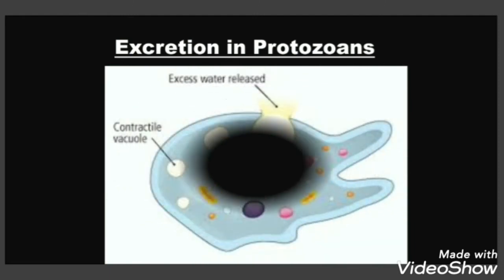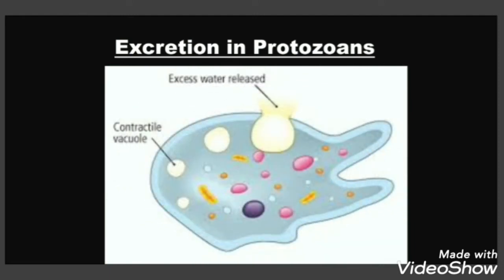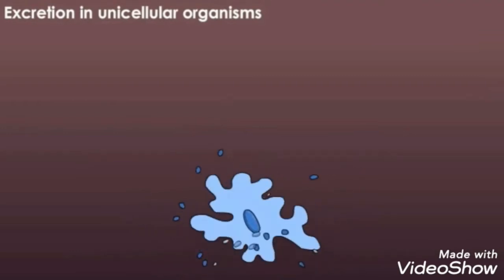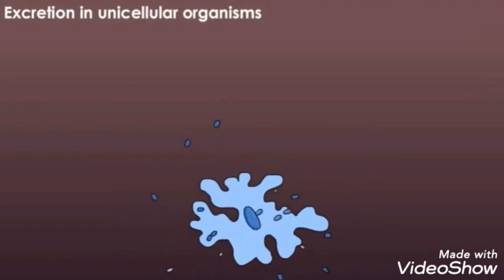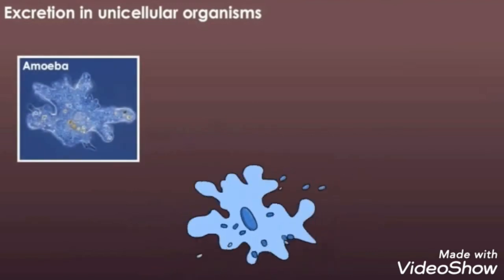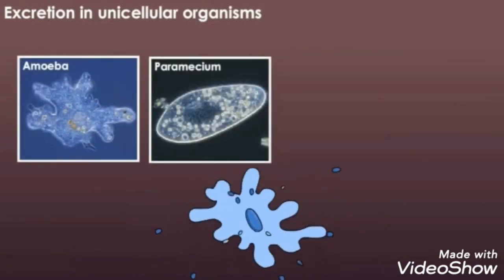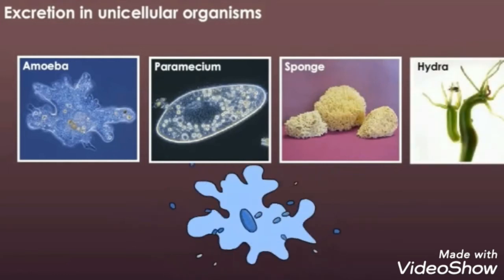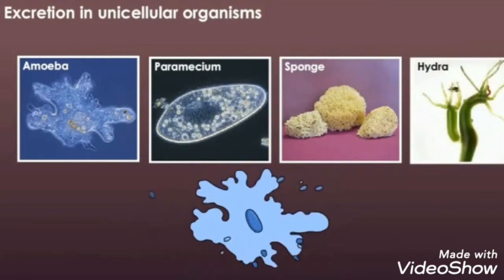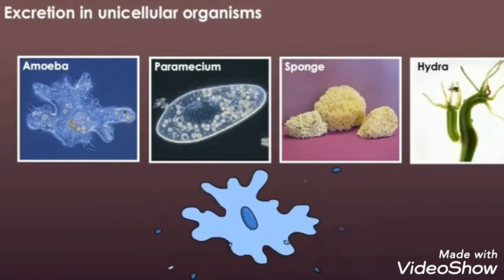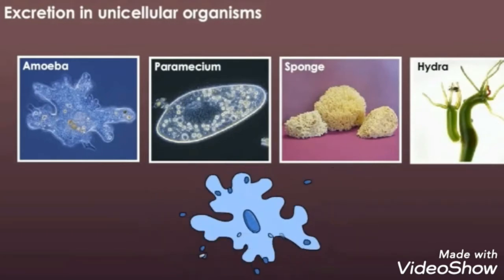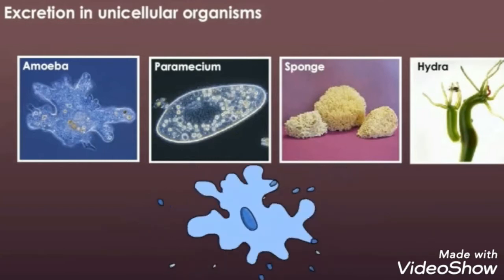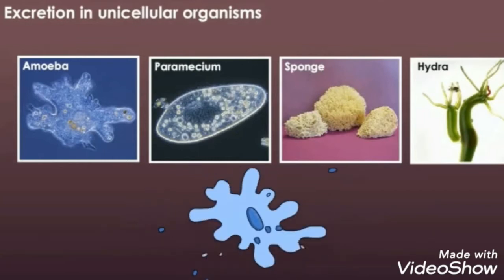Excretion in protozoans. Excretion in unicellular organisms. In unicellular animals like amoeba, paramecium, sponges and hydra, most of the metabolic wastes are removed through the surface of the body by a process of diffusion. They do not have any specialized organs of excretion.